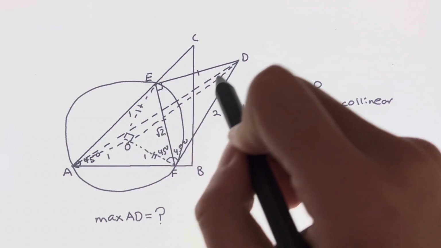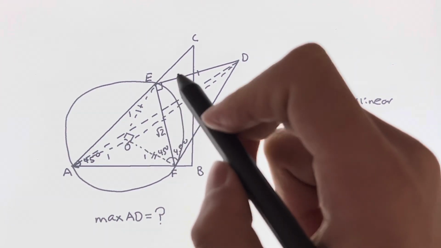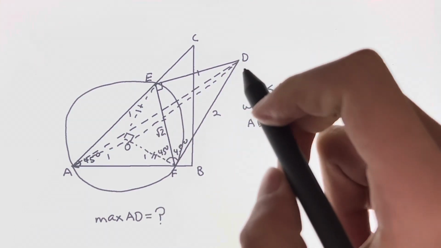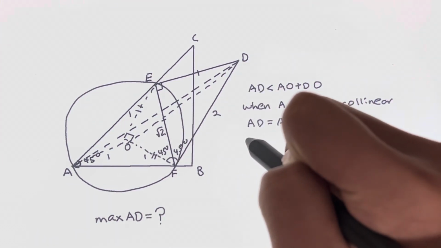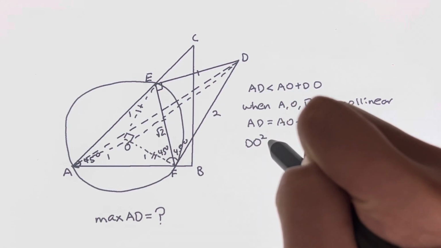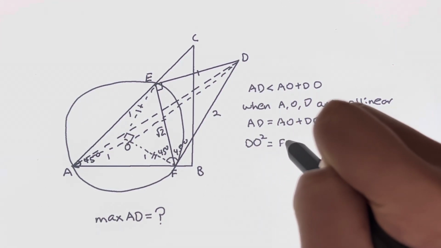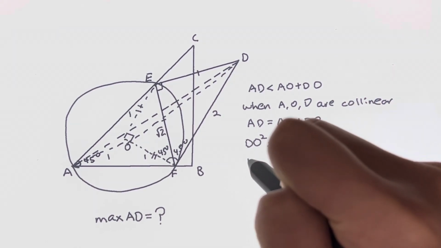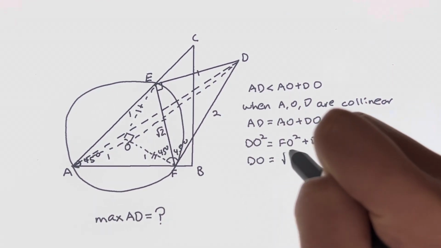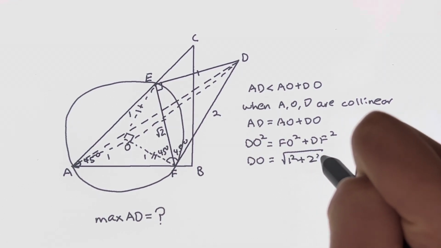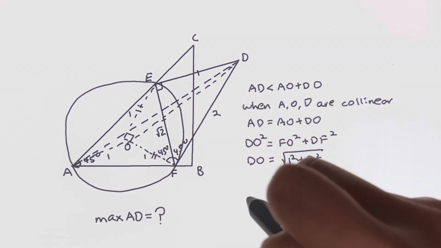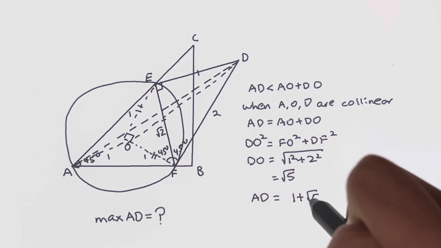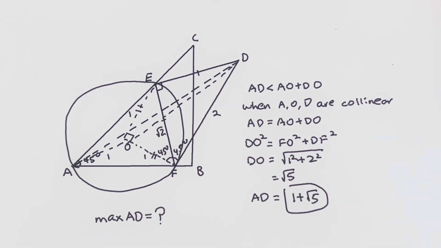And now, how do you find the length of DO? Since we have angle OFD equals 90 degrees, by the Pythagorean theorem DO squared equals FO squared plus DF squared. So DO equals the square root of 1 squared plus 2 squared, which equals root 5. So the maximum of AD equals 1 plus root 5. So that is how you solve this problem.